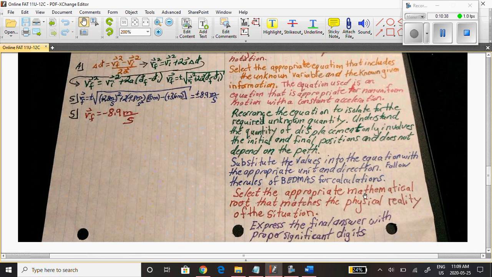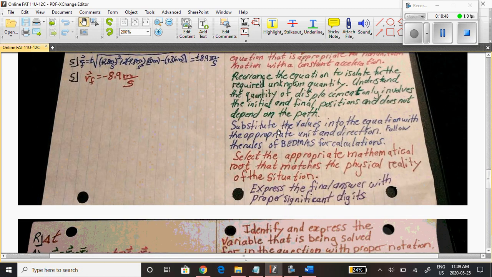But this is new for me too. So we're all learning together and we're all going to make mistakes. And then last, express the final answer with proper significant digits, right? This is where the marks are, over here.